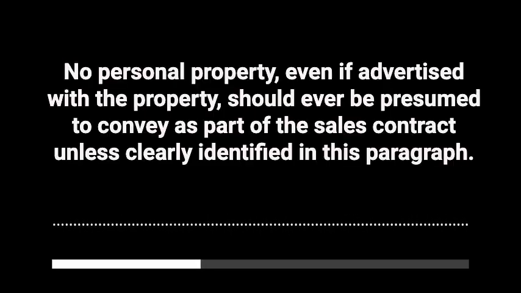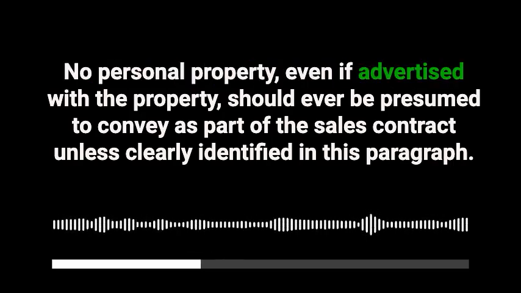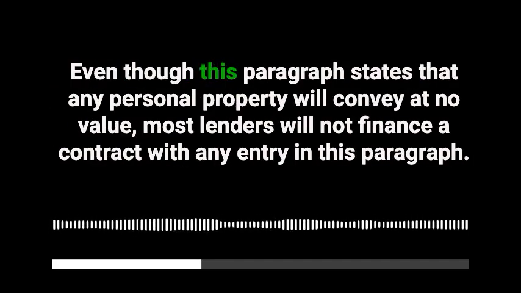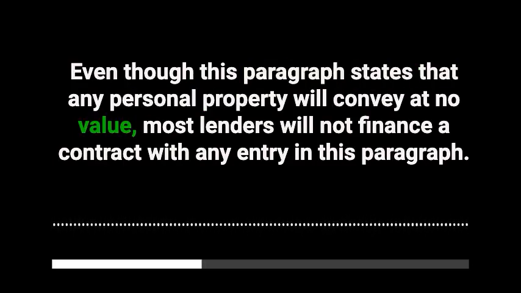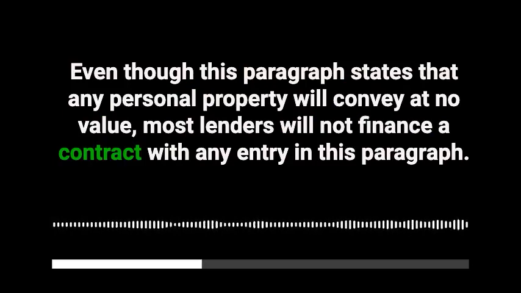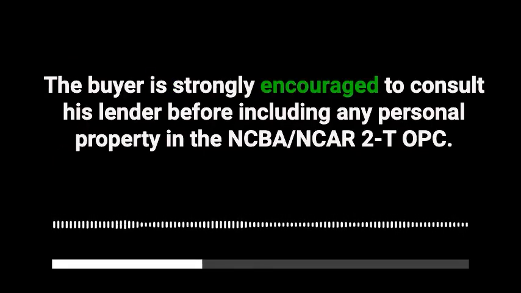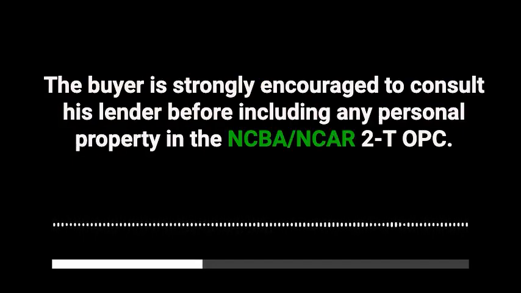Personal property. No personal property, even if advertised with the property, should ever be presumed to convey as part of the sales contract unless clearly identified in this paragraph. Even though this paragraph states that any personal property will convey at no value, most lenders will not finance a contract with any entry in this paragraph. A buyer is strongly encouraged to consult his lender before including any personal property in the NCBA, NCR2TOPC.